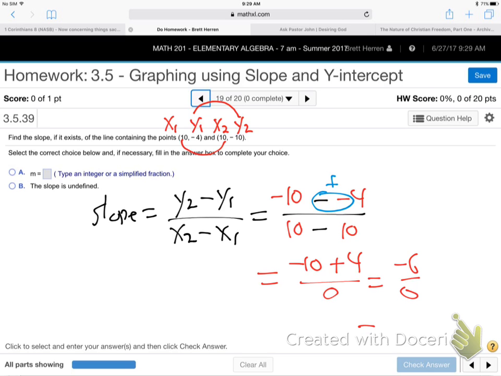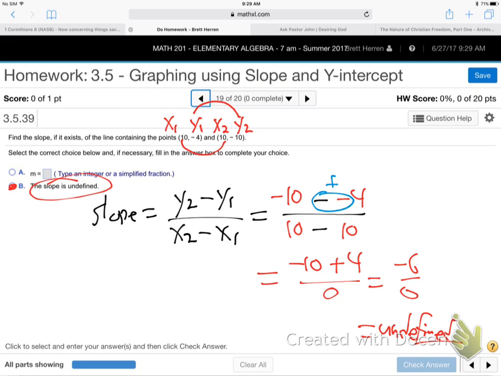And what's that? Undefined. Remember how 0 underneath is undefined? So we would choose this option, undefined slope on that one. Is that good? So just making sure you know that one's an undefined slope.